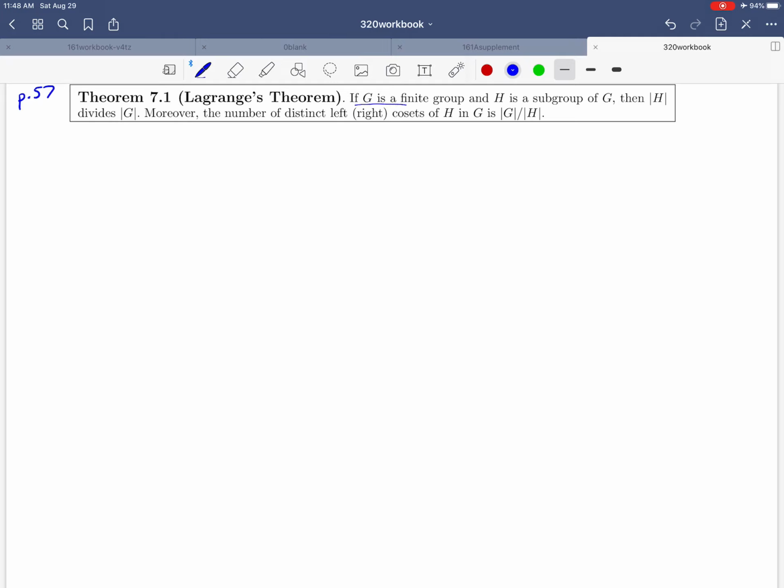So they're starting us off with a finite group and a subgroup H of that group. And Lagrange's theorem says this: whatever the order of the subgroup is, it has to be a divisor of the order of the group. Every single subgroup of a group has to have its order be a divisor of the order of the group. And then we can say one more thing in the second sentence here. The number of distinct left or right cosets is always going to be given by the order of the group divided by the order of the subgroup. Okay, let's see if we can prove this theorem here.